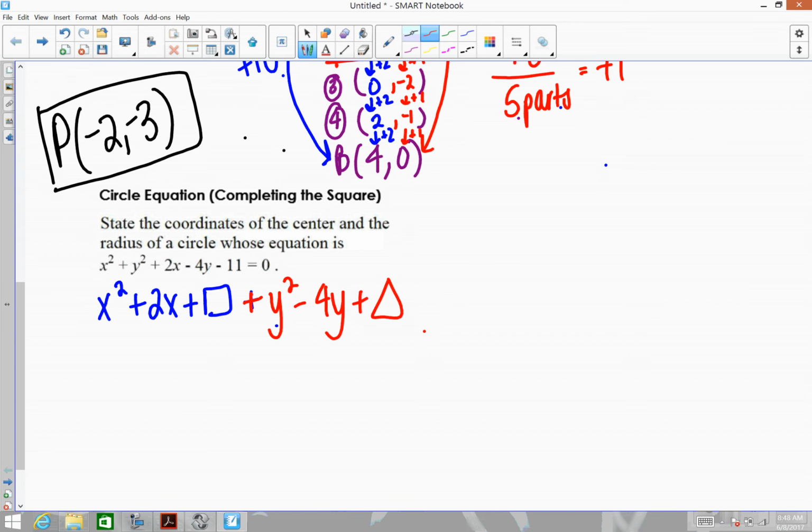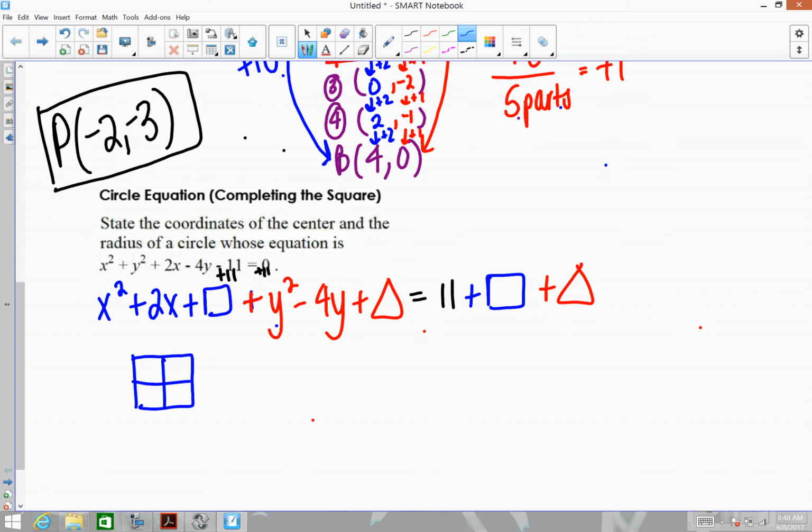And then that number is going to go to the other side. So I have to make this plus 11 to move it to the other side. So it's going to be 11 on the other side, plus the box, or plus the square, and then plus the triangle. So that's just the setup. Now you actually complete the square. So for each trinomial here, you're going to complete the square.